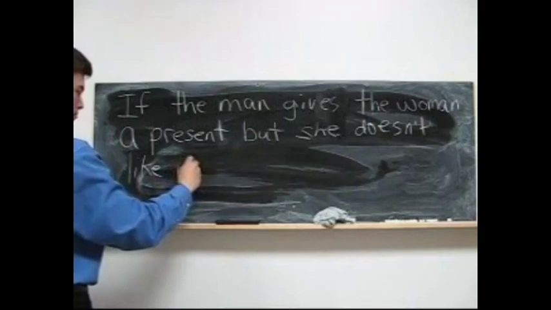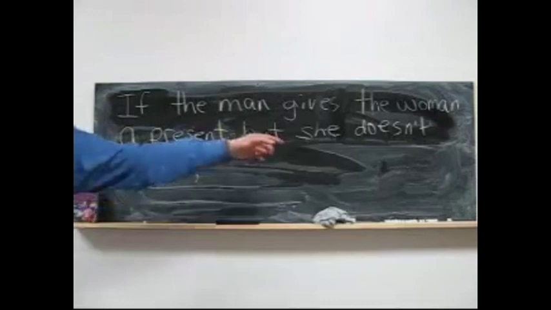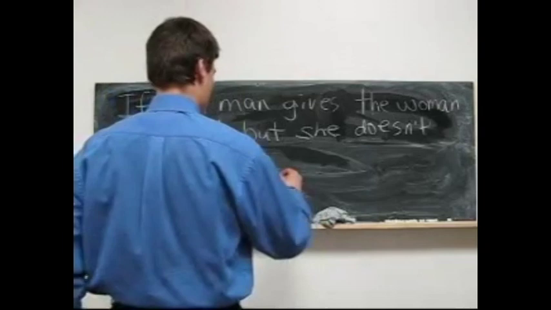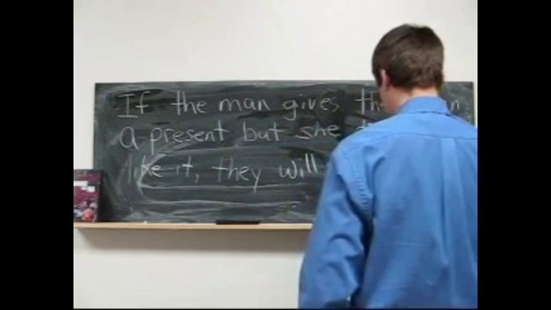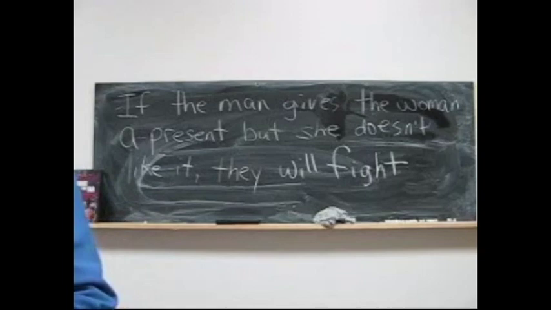Like is like, I like it. I like this water. So, if the man gives the woman a present but she doesn't like it, they will fight. They. Two people is they. They will fight. Will is future. So if the man gives a woman a present but she doesn't like it, they will fight.